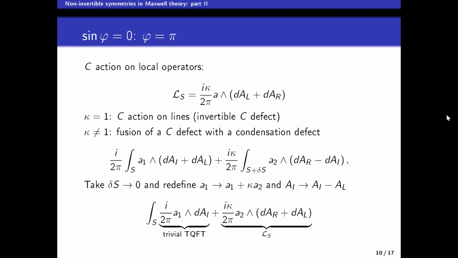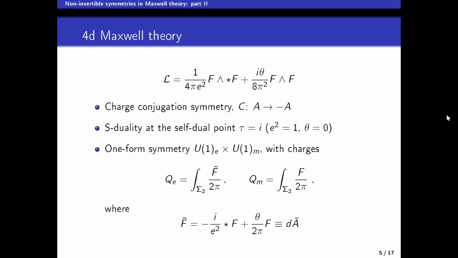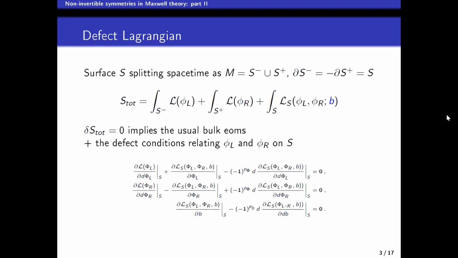Okay, this was pretty simple. We just analyzed the case where this matrix was the identity or minus the identity. Now what we want to do is to consider the generic case where the sign of phi is different from 0. How do we do that?